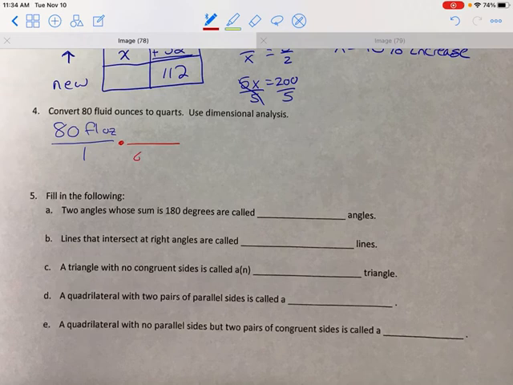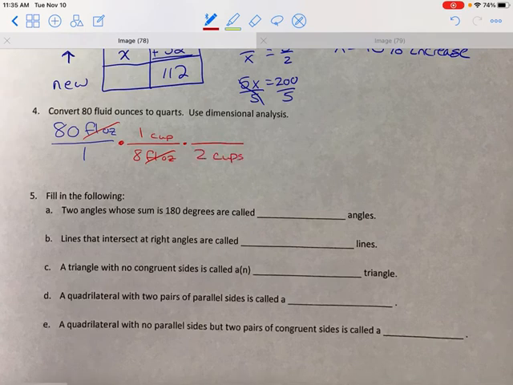So I know, for example, that 8 fluid ounces is equivalent to 1 cup. So that makes that whole fraction equivalent to 1. I put the fluid ounces on the bottom so that I can cancel them. And then I can repeat the process. This time I want to get rid of cups.